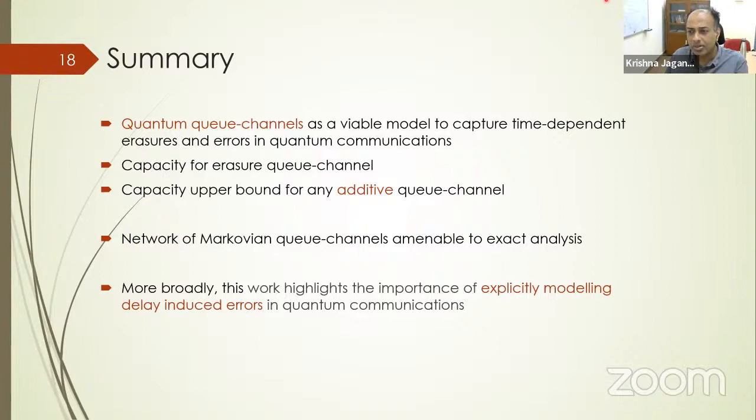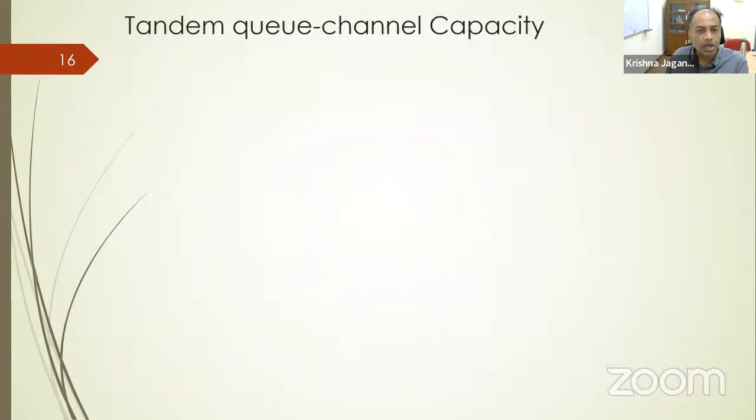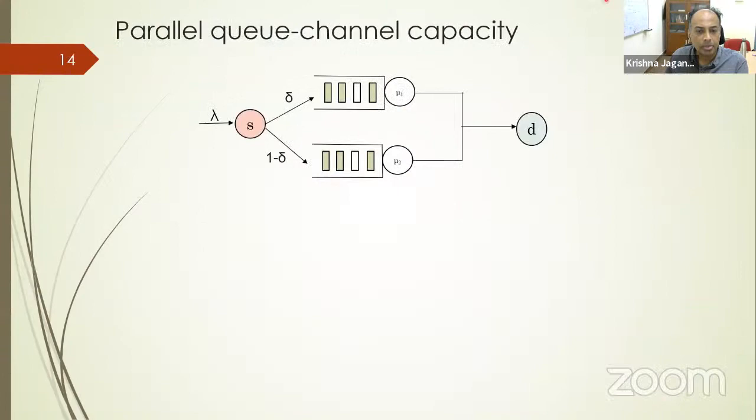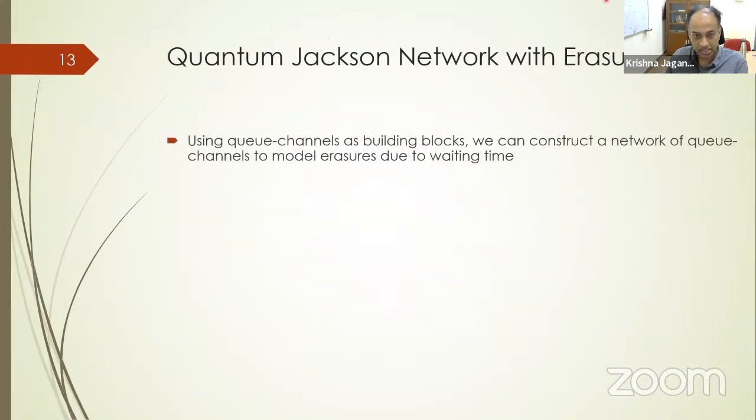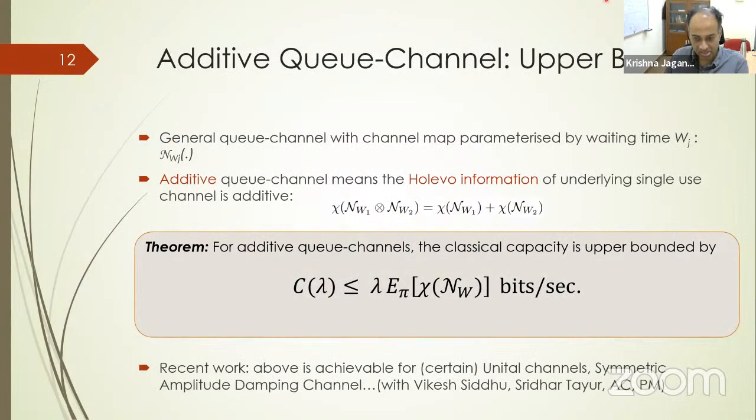Krishna, if we interpret the final answer, it says, at least from my interpretation, that you don't need to do any entanglement. It doesn't help in terms of the capacity, because lambda times 1 minus the erasure probability is the capacity. Let me look. Yeah, for erasure, it doesn't help. That's correct. And additive channels are those channels for which entanglement does not increase capacity. And for that, this upper bound holds.